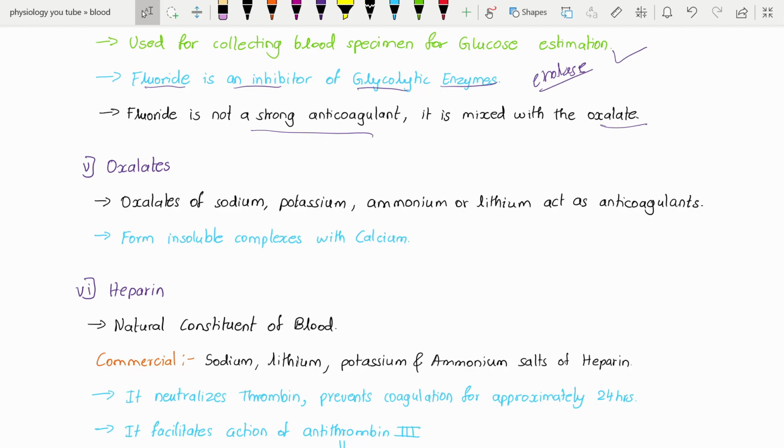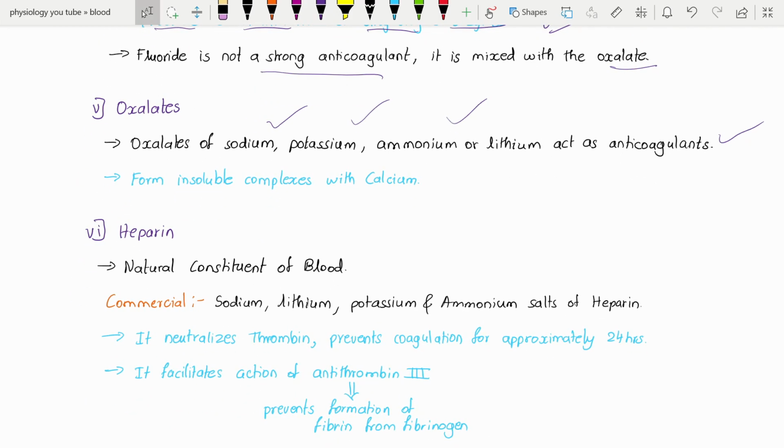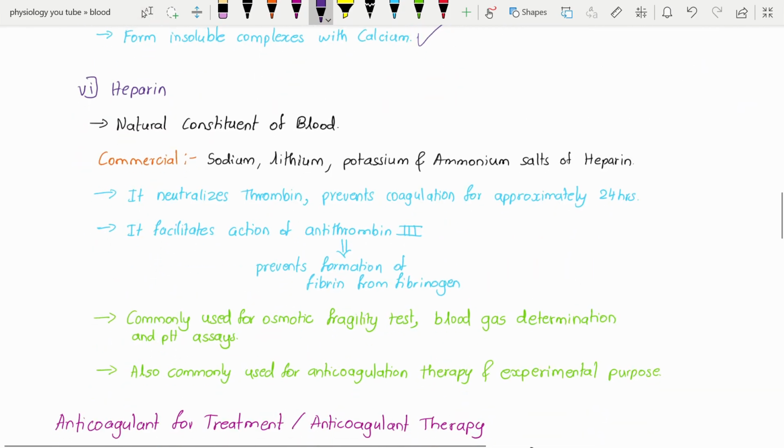Oxalates, as I already mentioned, are the sodium, potassium and ammonium or the lithium salts of oxalates, and they act as anticoagulants. Again, the same mechanism: they form insoluble complexes with the calcium.